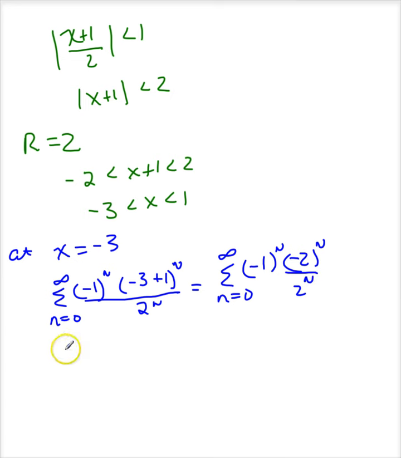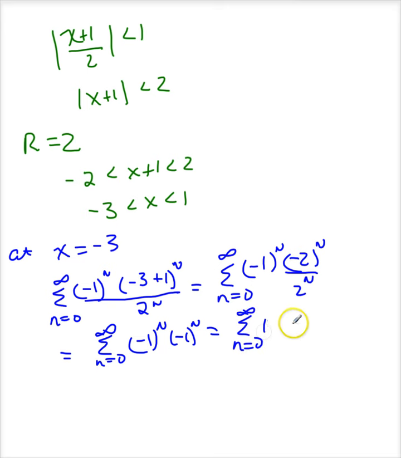I can do some combining here. So this becomes the sum, n goes from 0 to infinity. Now this is -1 to the n, and this is -1 to the n, so this is -1 to the 2n. So this becomes just 1. And this diverges.